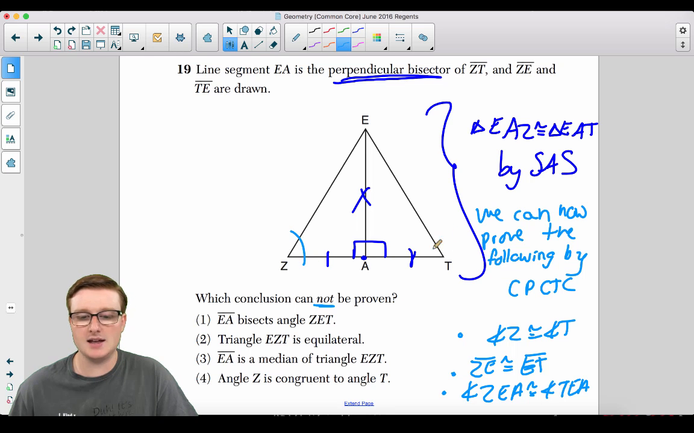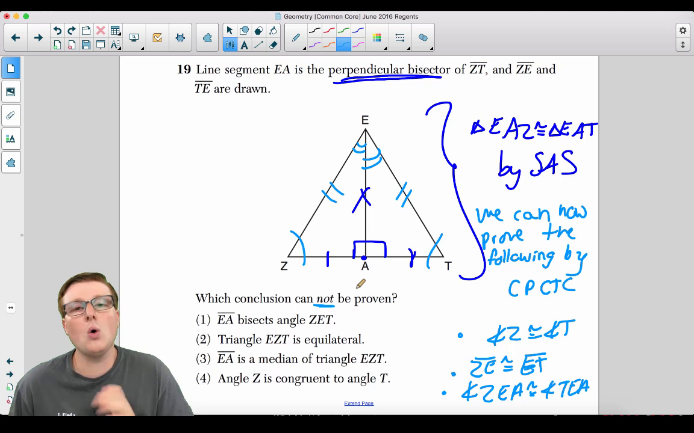Angle Z is congruent to angle T. This angle appears congruent to this angle. And ZE is congruent to ET. All proven by corresponding parts of congruent triangles are congruent. Great. Which statement cannot be proven?